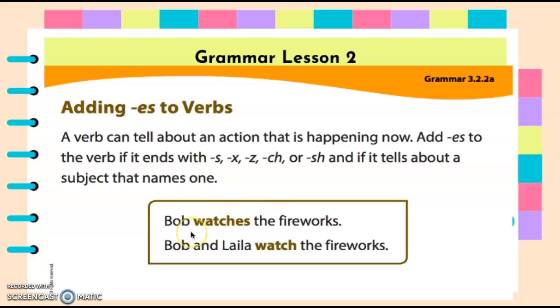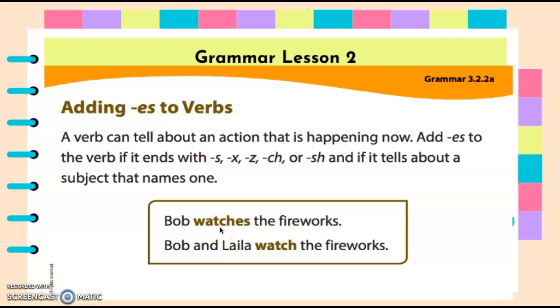In the examples below, Bob watches the fireworks. Bob is the subject of this sentence, so that names one. The verb is watches, so we add es instead of just s to the ending, since watch ends with ch.